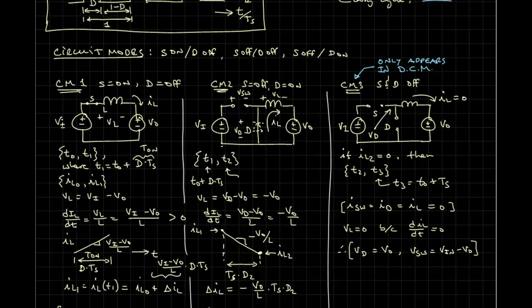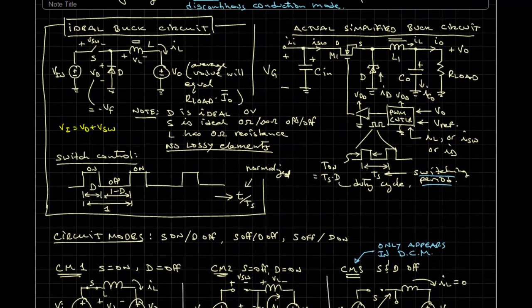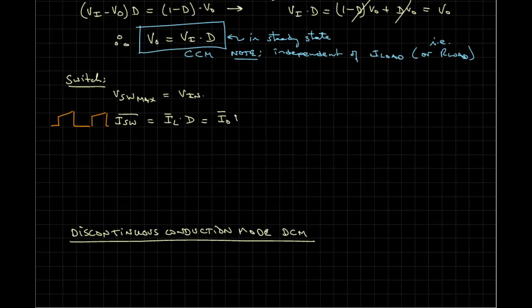Recall that even though we've treated this in this ideal circuit with just a voltage source here, in the end that voltage source is made up of a capacitor and a current sink. And so the average current going into this capacitor has to be 0. So that means that IL on average has to be equal to Io on average. So we can write it's the average output current times D.